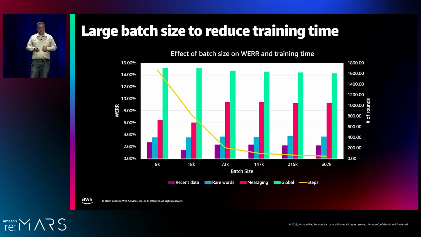But the real big takeaway is this yellow line. So with a batch size of 9,000, it takes about 1,700 steps to get to this level of improvement. And that's about 35 days. If we look at the 307,000 batch on the far right, that only takes 50 steps, 50 rounds. So that means that we can actually train the model to the same level of improvement in just 2 days. So that's a pretty big win. It makes our approach feasible for quickly getting these improvements out to customers.